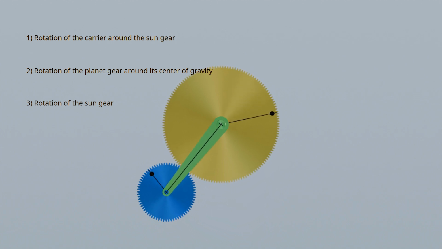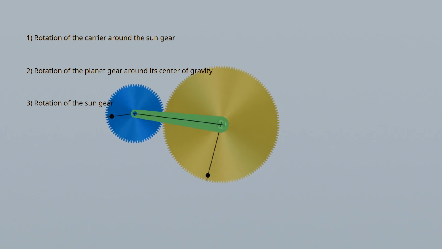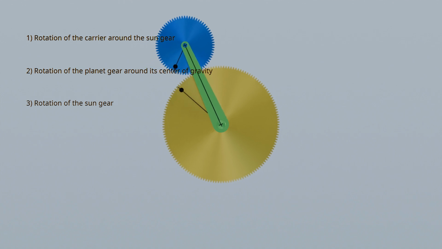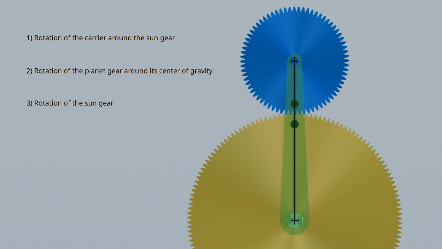However, the movements are not independent of each other, as the planet gear rolls on the sun gear. The ratio of the diameters of the sun gear and planet gear therefore determines how often the planet gear rotates around its own axis while it moves once around the sun gear. To derive the relationship between the rotational speeds of the sun gear, carrier, and planet gear, the movements listed are first considered separately and then superimposed.